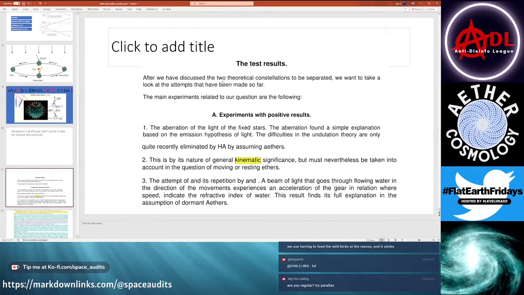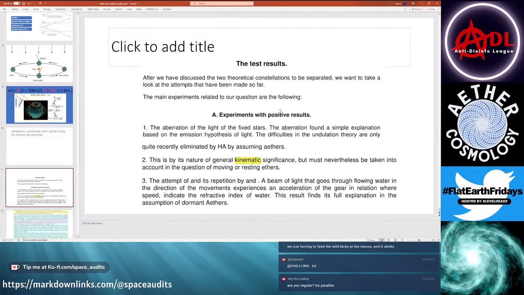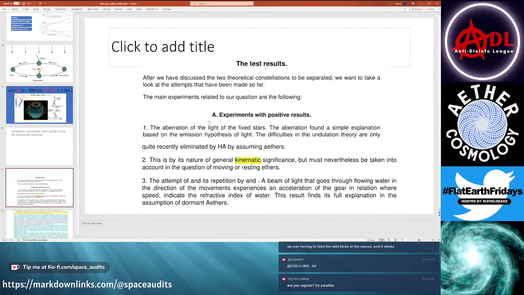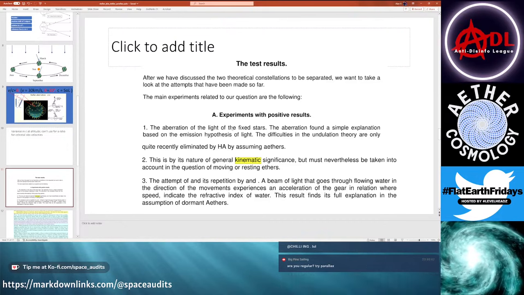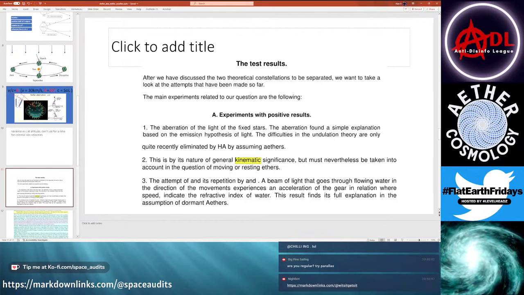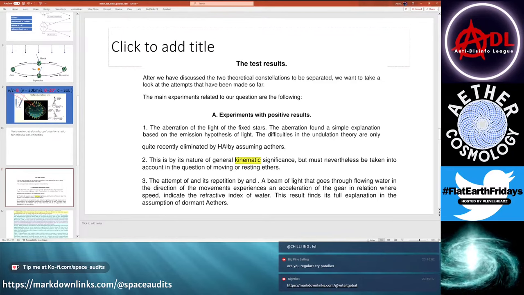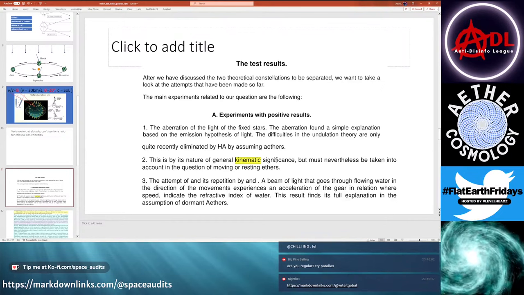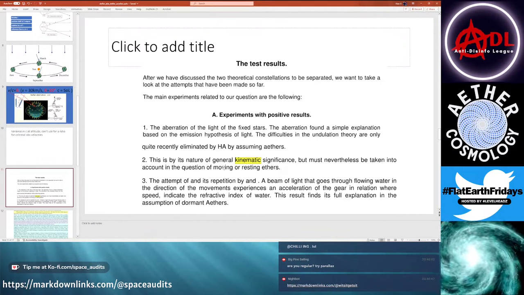So this is a translation of his paper, because I think it was written in French. We're going to read a little bit from it here. It says, experimental with positive results. So he's talking about the list of positive results for Earth's motion in his time, right? So the aberration of light is fixed to the stars. The aberration found by a simple explanation based on the emission hypothesis of light. The difficulties in the undulation theory are only quite recently eliminated by Hendrik Lorentz by assuming the ether. And then by nature, the general kinematic significance must nevertheless be taken into account when the question of moving or resting ethers.